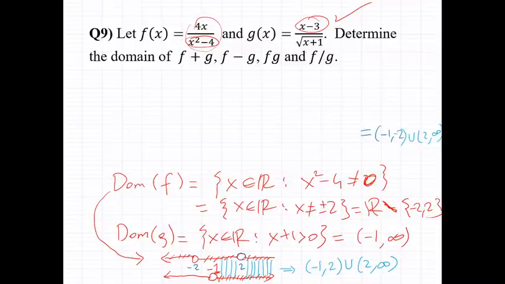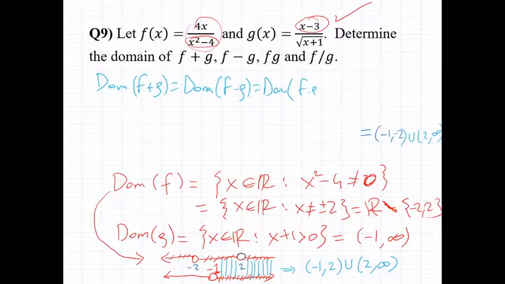So as a final answer, I can write here the domain of f plus g, the domain of f minus g, and the domain of f times g, which is equal to minus infinity to minus 2 union 2 to infinity. Sorry, this is 2. So this is 2, sorry.